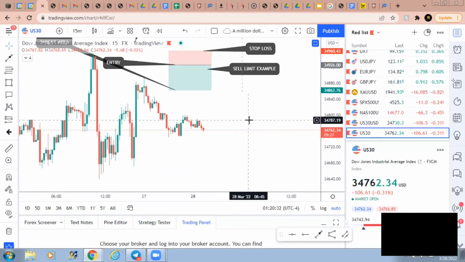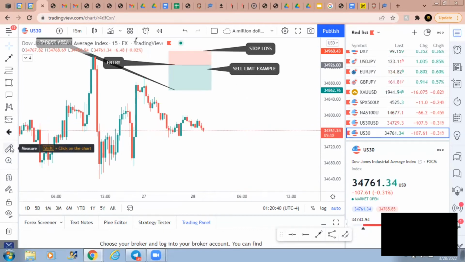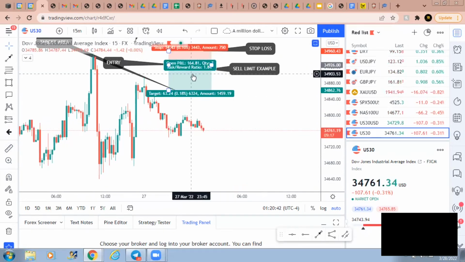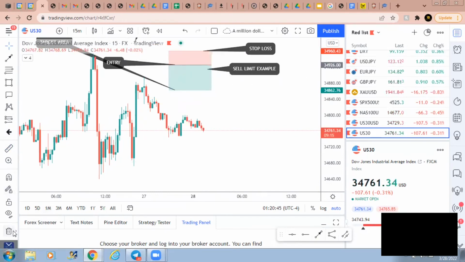I don't really focus on pips. I really focus on the percentage gains. That's just how I trade. But if you are a trader that focuses on the pips, by all means, the measuring tool is for you. I just look at the long position and short position because it always tells me. How I trade is very automated as well.